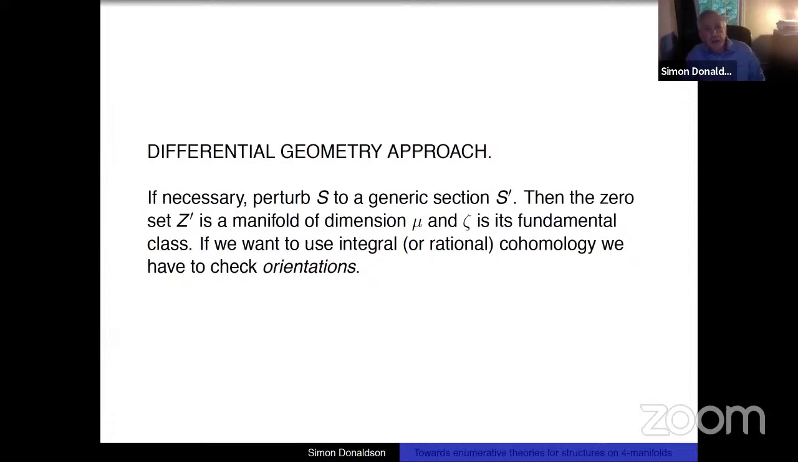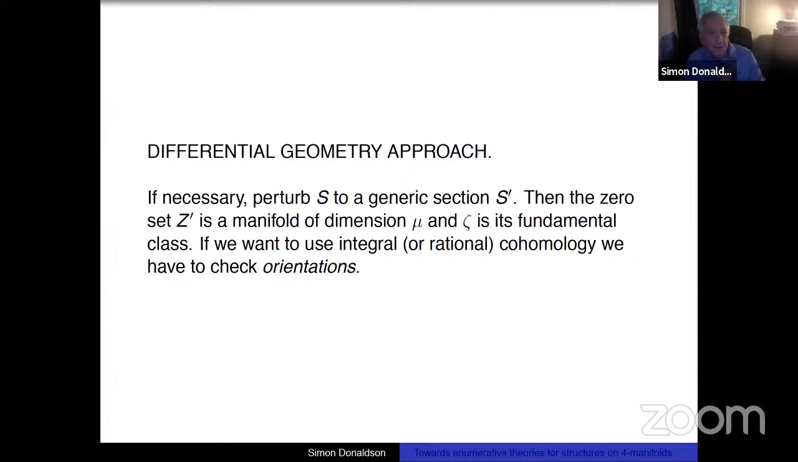So, very broadly speaking, there are two approaches to this. In a differential geometric approach, if necessary, we maybe modify our equations in some way to be suitably generic. For example, if we're talking about the case of holomorphic curves with an almost complex structure, perhaps we can change the almost complex structure. If we're talking about instantons on a four-manifold, perhaps we can change the Riemannian metric, or there are other kinds of perturbations we could make.